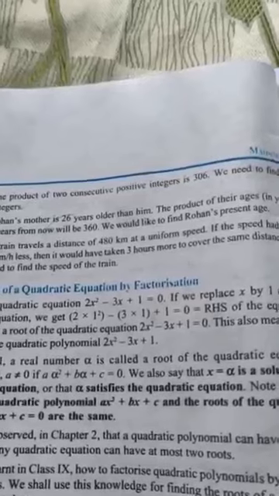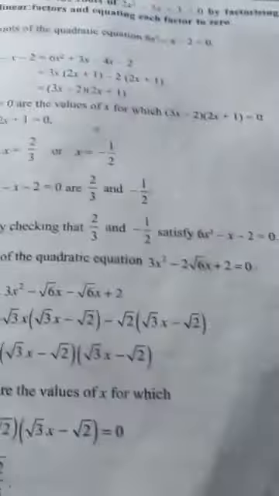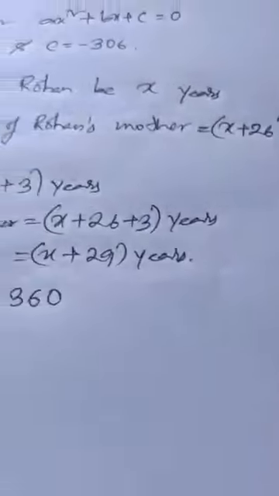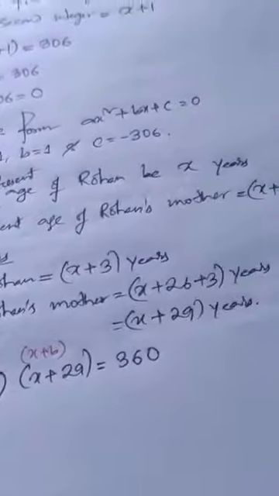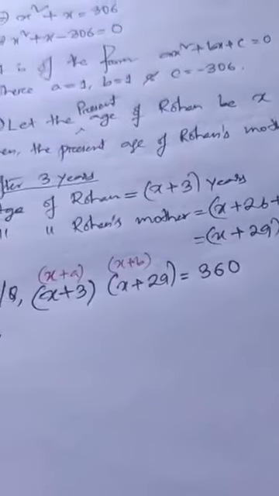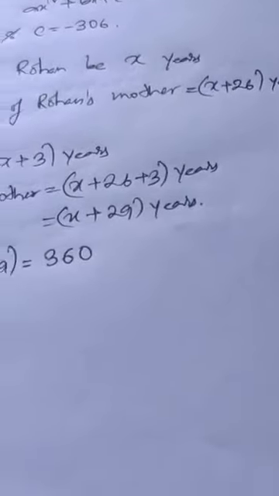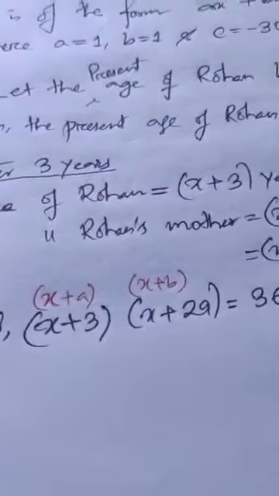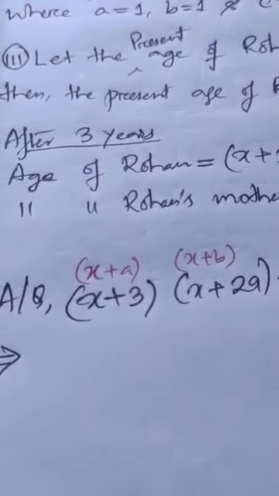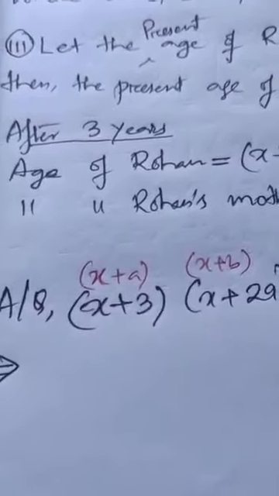Okay, that's what I'll be taking you to now. I'm into the solution part. So let the present age of Rohan be x years. Then the present age of Rohan's mother equals x plus 26 years. It was simple. And what did they say? You can see in your book. Well, at the same time, I'll show you from here also.